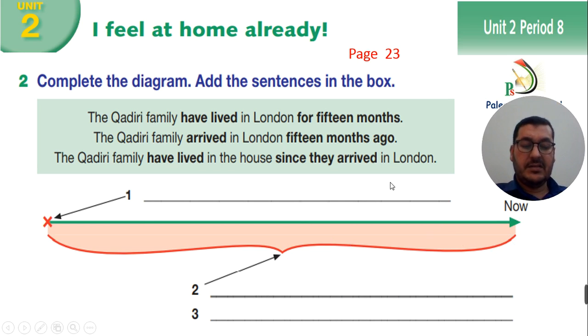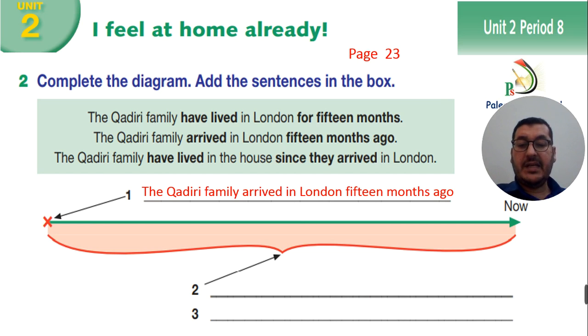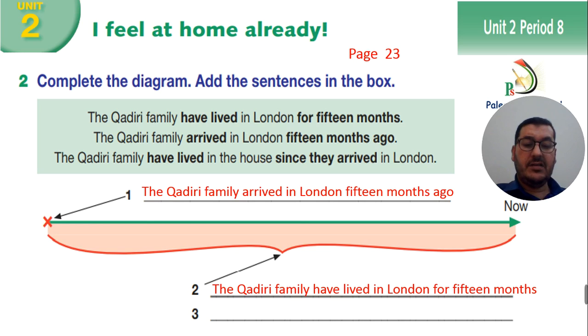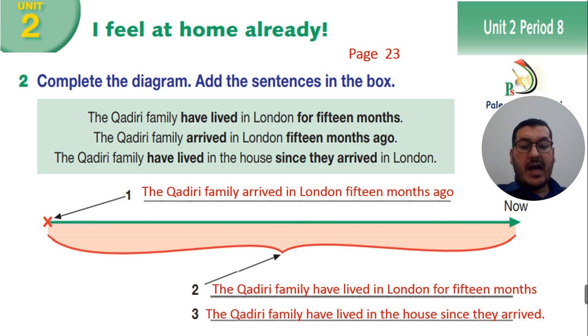That's right. The first one we put in the past is the Gadari family arrived in London 15 months ago. And number 2 and 3 we can put: the Gadari family have lived in London for 15 months, and the Gadari family have lived in the house since they arrived.